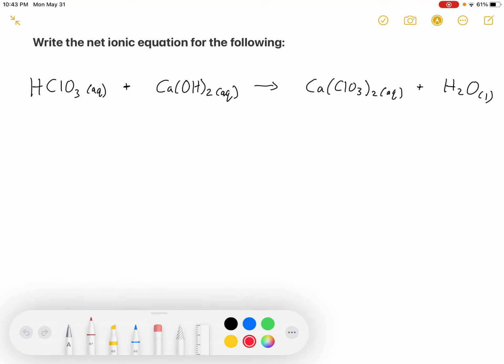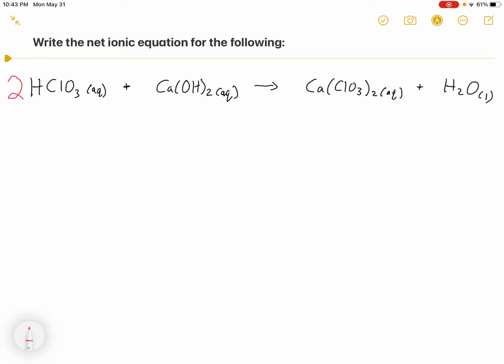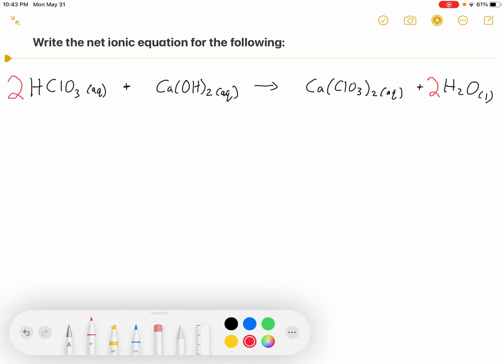I'll just do that quickly since we've had lots of practice with balancing. We balance this by having 2 chloric acid molecules and then 2 waters. So now we have a balanced equation. Our second step is that we're going to break down the aqueous compounds into ions. So just the aqueous compounds, not anything that's solid, liquid, or gas. So we'll start from left to right.